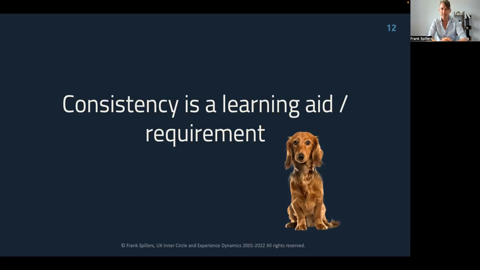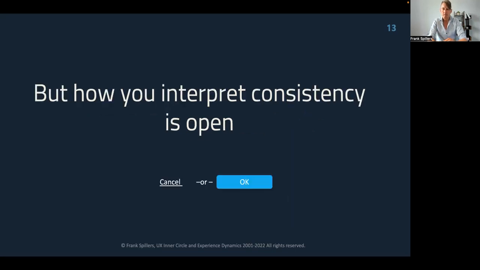And therein lies the nuance of today's mini class, and I will expand on that. So how you interpret consistency is open, is what I'm alluding to. And I'll keep expanding on that, right? Such as the cancel or okay, right? Nothing wrong with that one, even though it's not per the Windows Mac style guide. How you interpret consistency is open, right?